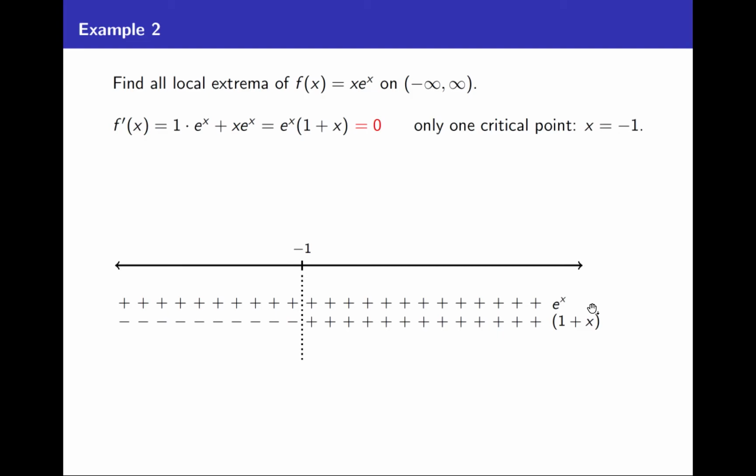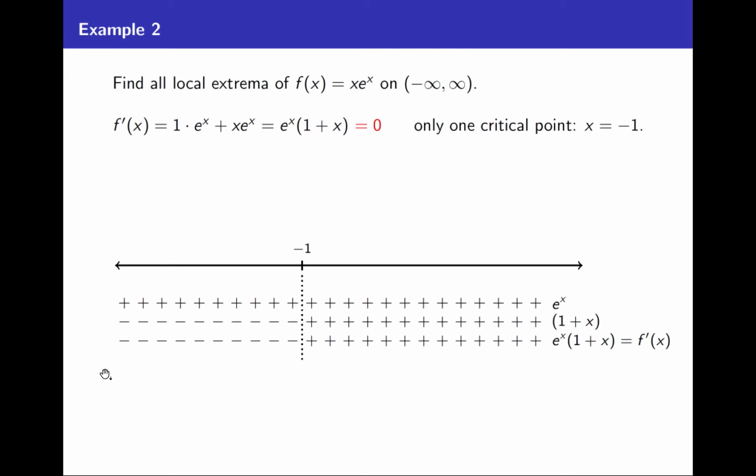Now our other factor in the derivative is 1 plus x. Remember, f prime is e to the x times 1 plus x. Now as long as x is greater than minus 1, 1 plus x is going to be positive. But if x is less than minus 1, 1 plus x is going to be negative.